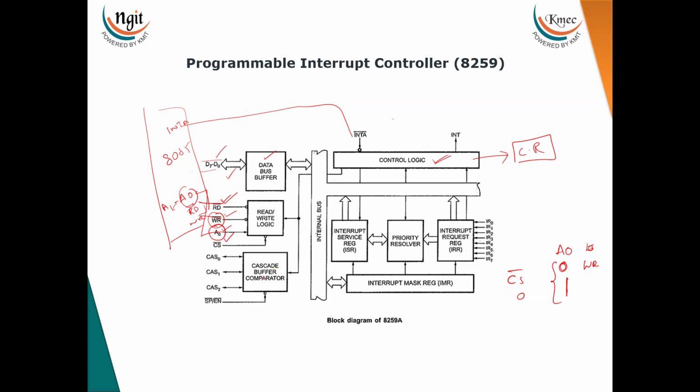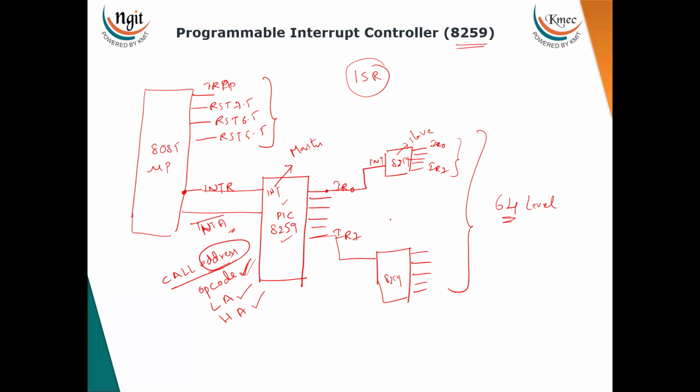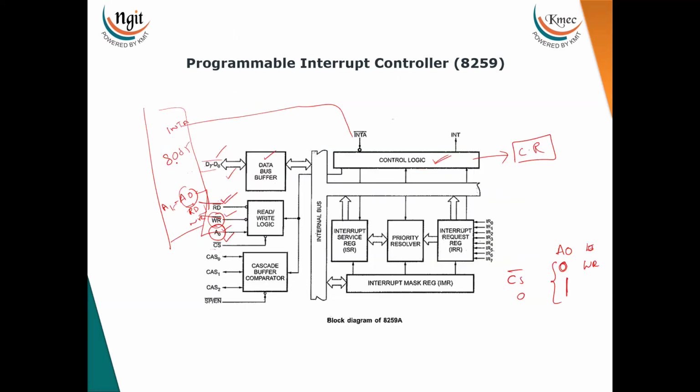Now coming to the cascade buffer comparator. Here three cascade pins are used. Already we have seen that a total of 8 slave 8259 ICs can be connected in cascade to this 8259. Which slave IC is being served by the master can be indicated by these cascade bits. Here a total of 8 slave ICs can be connected. Which slave IC is being served by the 8085 is indicated by these cascade bits.